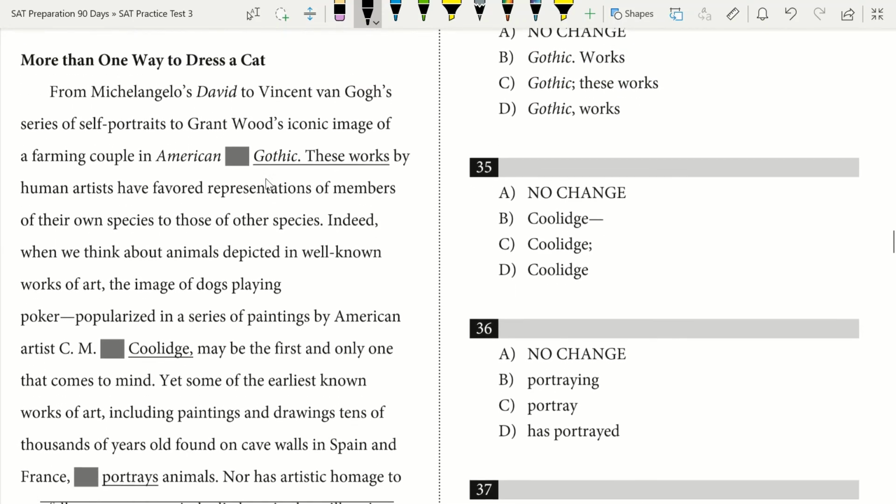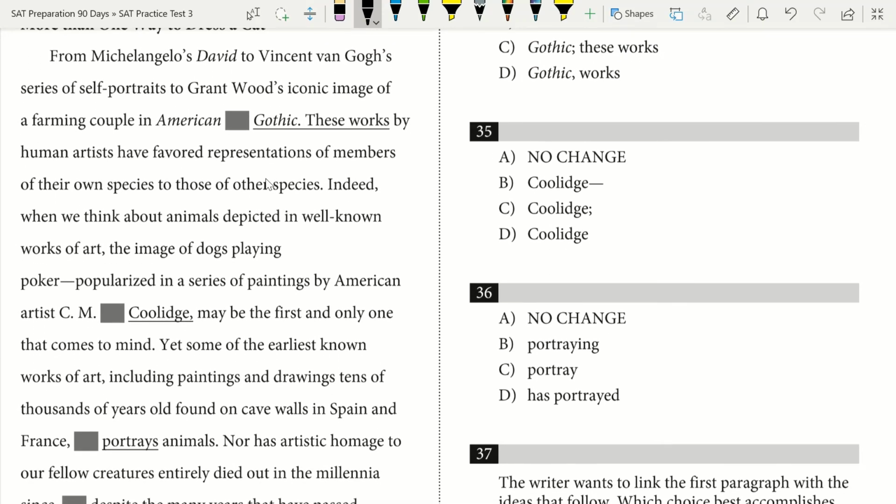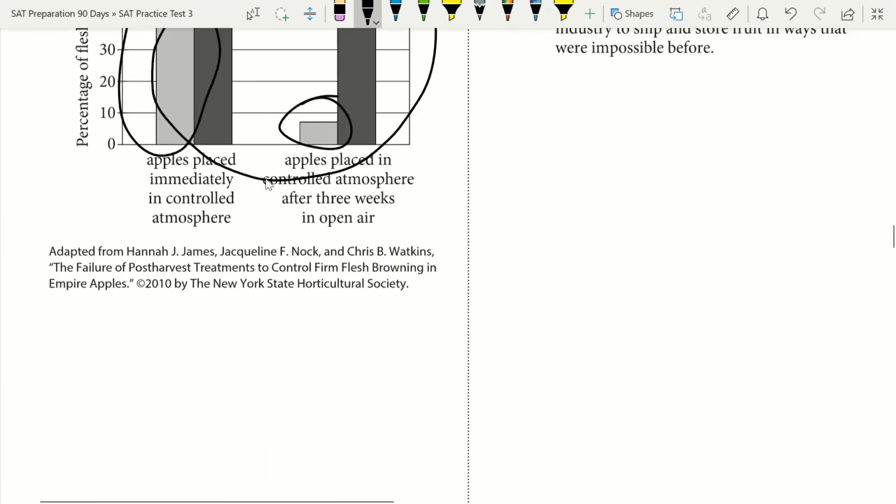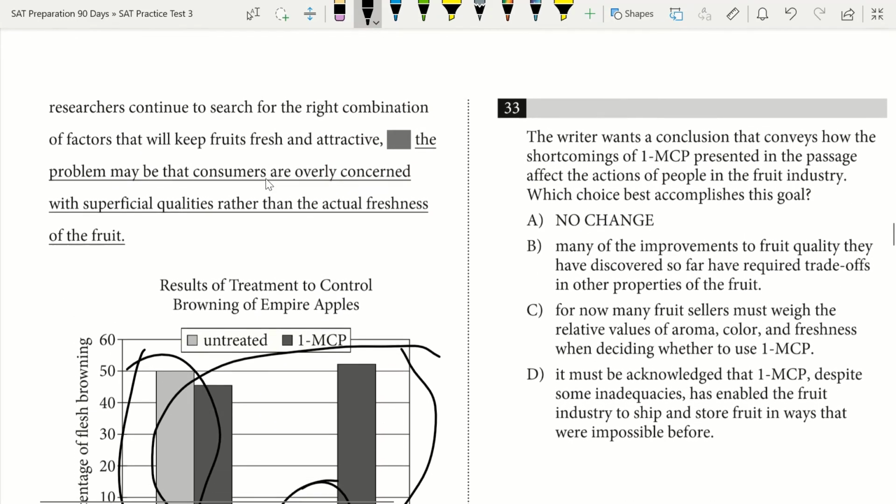We have more than one way to dress a cat, from Michelangelo's David to Vincent van Gogh's series of self-portraits to Grant Wood's iconic image of a farming couple in American Gothic. Okay, that should be a comma because that's a dependent clause right there. So this is for 34. Did we answer 33? Let me just go up. Okay, we did not answer 33. We have to quick answer this one.